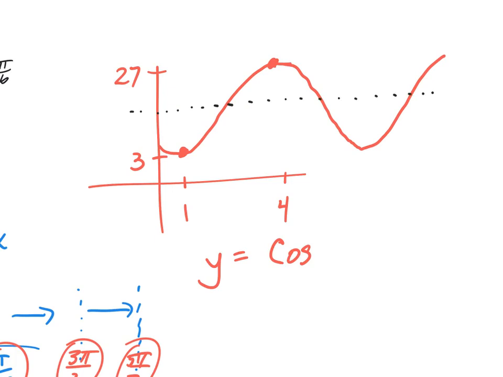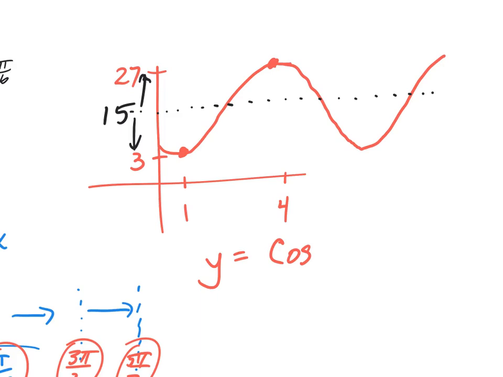Okay, and what's exactly between 27 and 3? If I add up 27 and 3, it makes 30. Half of that's 15. That's exactly between 3 and 27. Double checking that, I just add 12. The distance here is 12 and 12. And oh, that happens to be the amplitude.